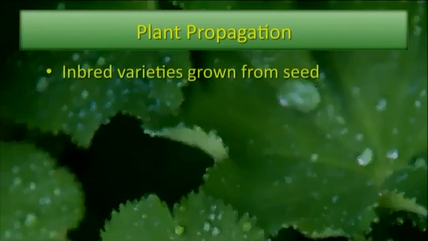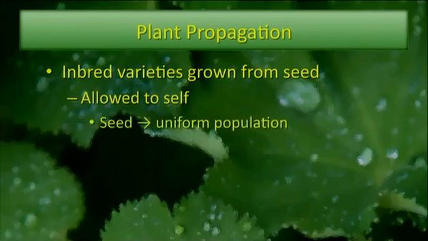Now, inbred varieties grown from seed are allowed to self, right? And so from seed, you can get a uniform population. All the plants are about the same size. They all produce about the same amount of fruits, like inbred green bean, because of course a bean is actually a fruit, right? Anything with a seed in it is a fruit.